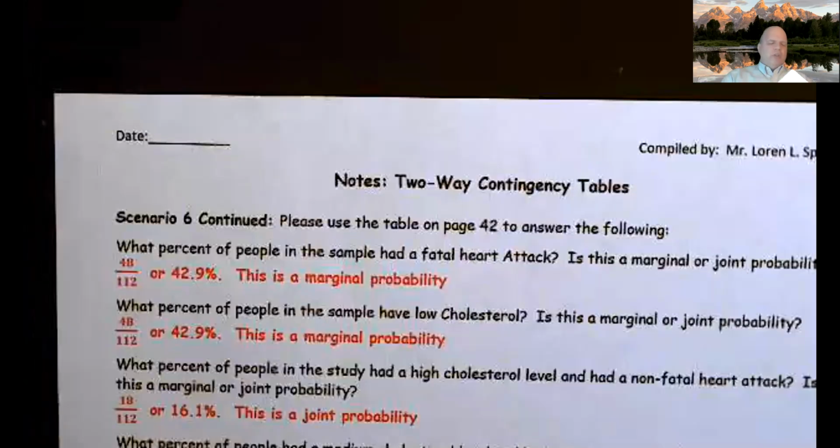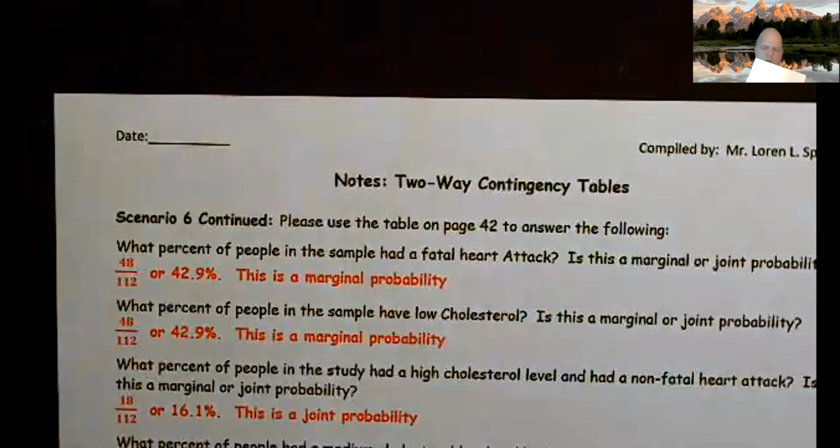So it also says, please continue to use the table that we were just using to answer the following questions, and we're now on page 45.